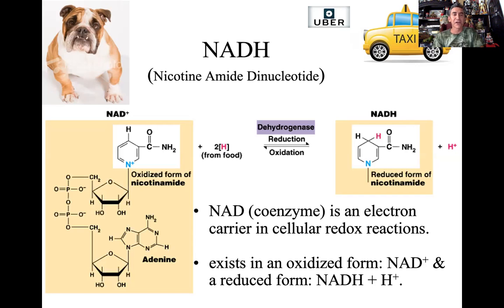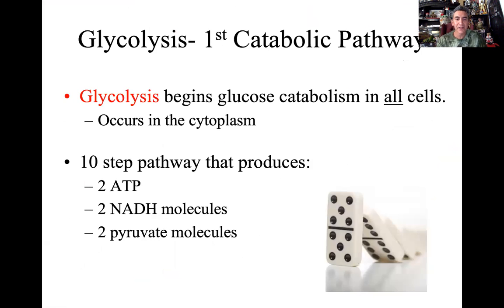So I have a picture of a dog here that would act as a hungry NAD plus, looking for any little morsel of food, any little electrons that come by that will get picked up, and it will undergo reduction very, very efficiently. So that's the idea of what NAD plus does. And again, we're going to end up with 2 loaded electron transporters after this 10-step reaction. So that's the NADH.